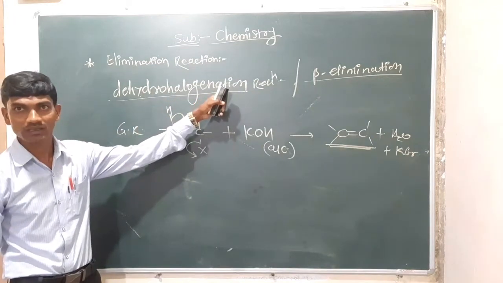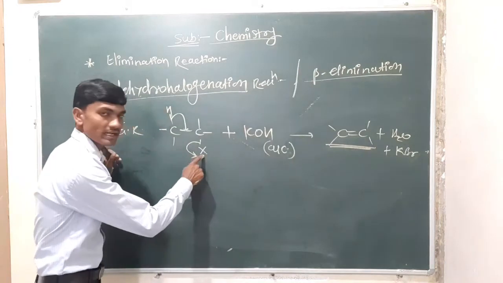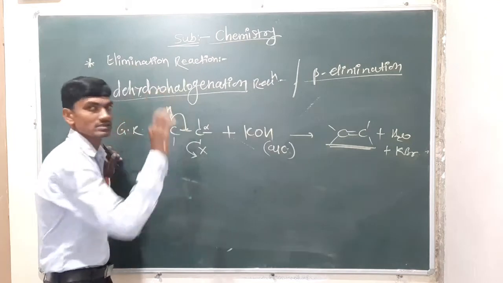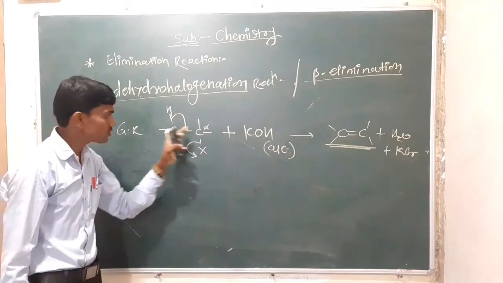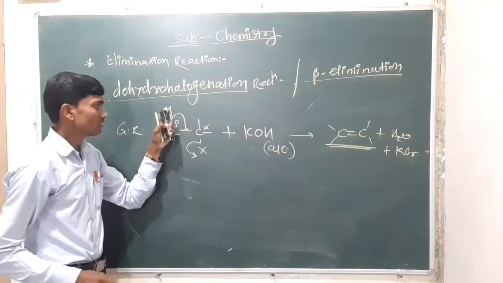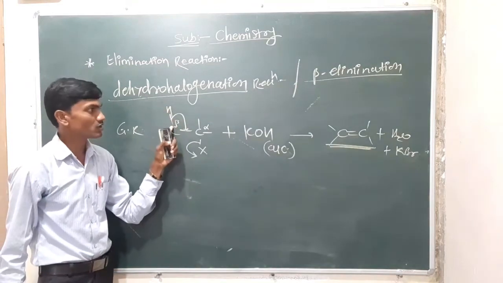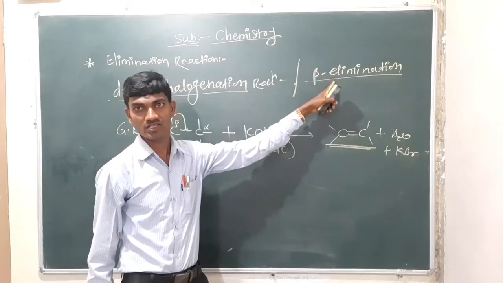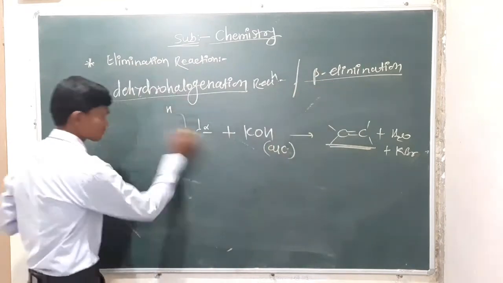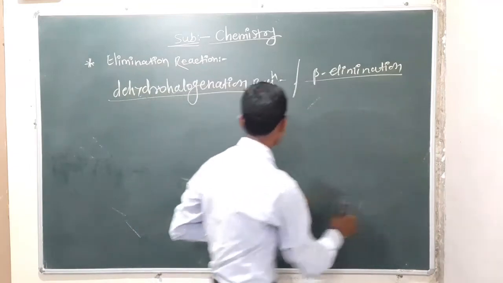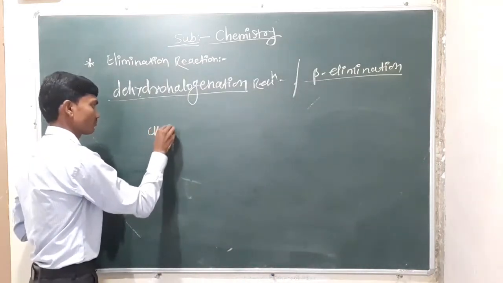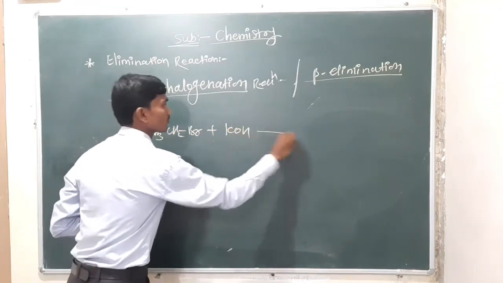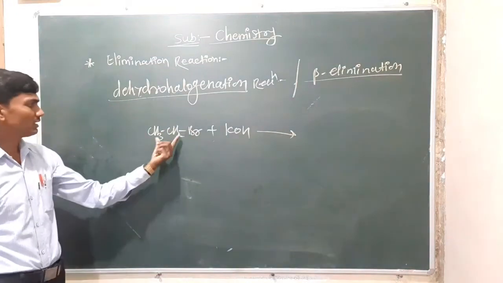This reaction is called dehydrohalogenation reaction. In beta elimination, the halogen atom is bonded to a carbon atom. This carbon is called the alpha carbon, and the next carbon is the beta carbon. The removal of beta hydrogen is why this reaction is called beta elimination reaction. Example: consider the example ethyl bromide.